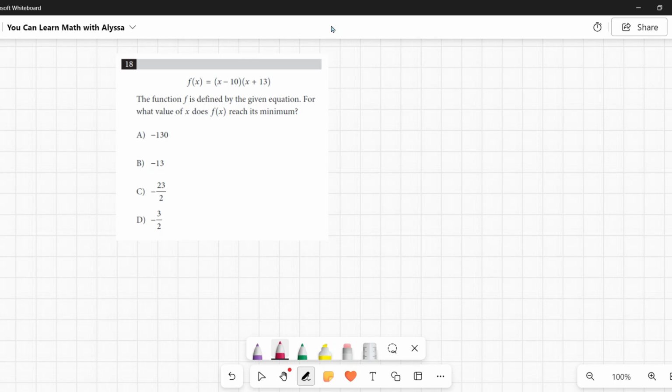Number 18, f of x equals x minus 10 times x plus 13. The function f is defined by the given equation. For what value of x does f of x reach its minimum? And I'm sure some of you are immediately saying, I'm going to graph that.